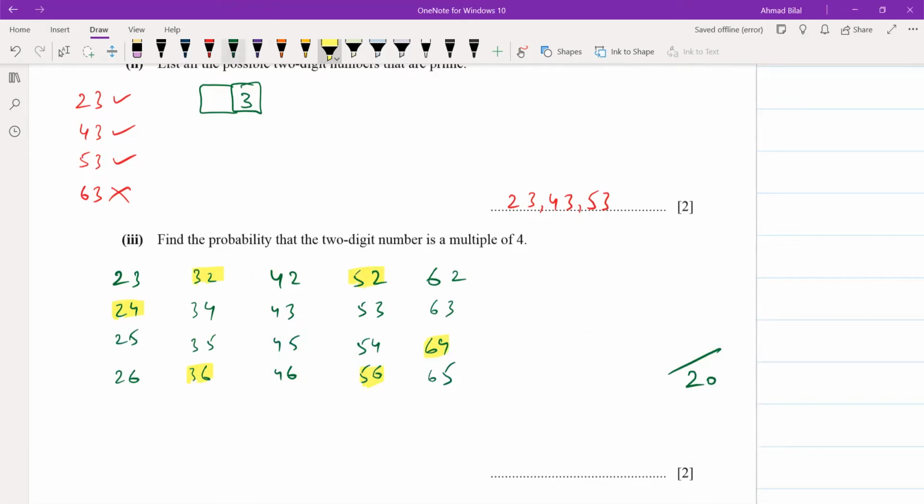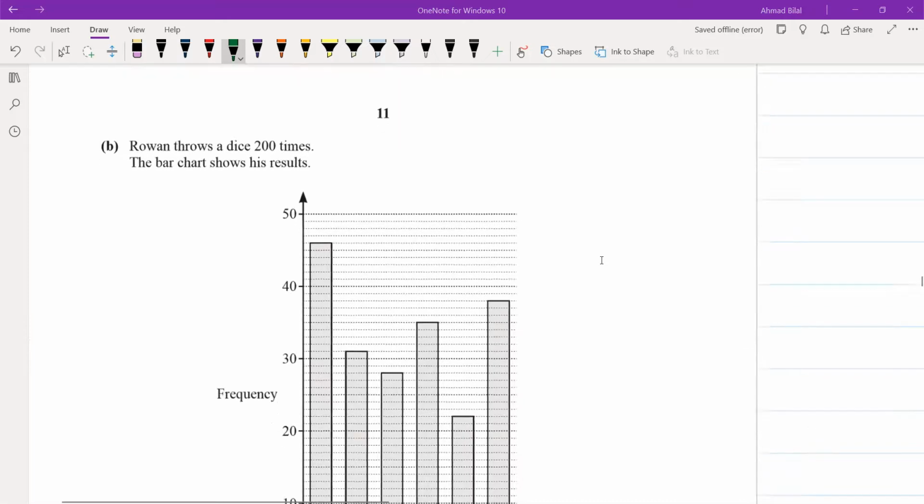So we say the probability of the 2-digit number being a multiple of 4 is 6 over 20, or you can say that's 3 over 10. Okay? Is this fine? Yes. Yes, sir. All right. Acha, let's look at this.